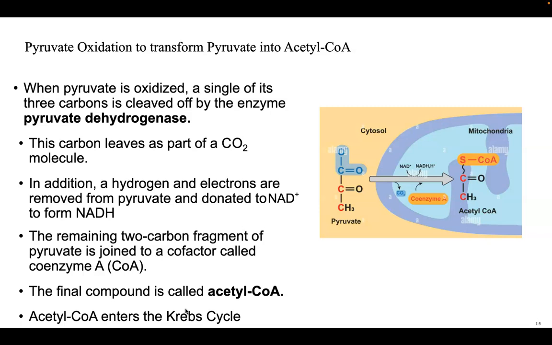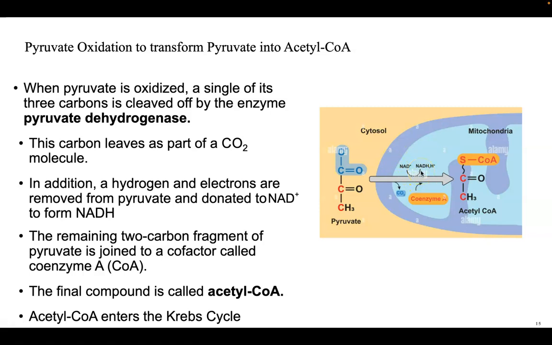When pyruvate is oxidized, a single one of its 3 carbons is cleaved off by the enzyme pyruvate dehydrogenase. So here's that cleaving that's happening. The enzyme is coming in and providing an opportunity for this to break off from the pyruvate molecule. The carbon will leave as part of the CO2 molecule, which is a byproduct. And in addition, a hydrogen and electron are removed from pyruvate and donated to NAD+ to form NADH. So here you can see NAD+ received an electron and became NADH.